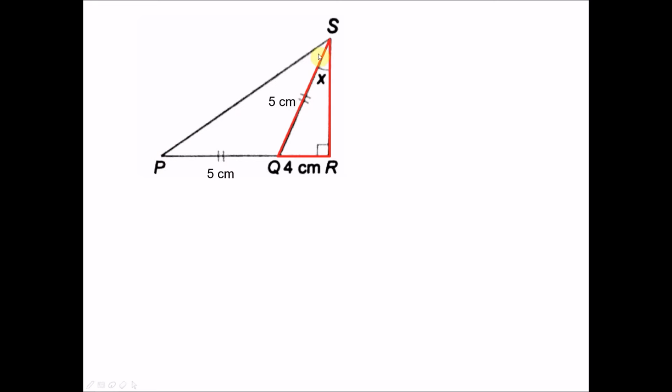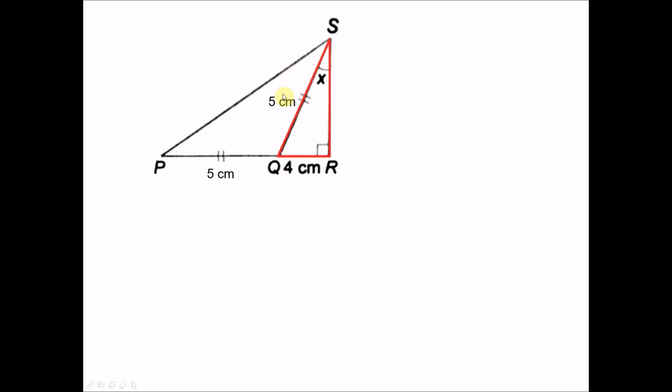Since we are looking for PS, if we can find SR, this side here, then using the Pythagoras theorem, using this side and this side, we can find the hypotenuse. So we try to find the value of this side. To find the value of this side, for this red triangle here, is another right angle triangle.